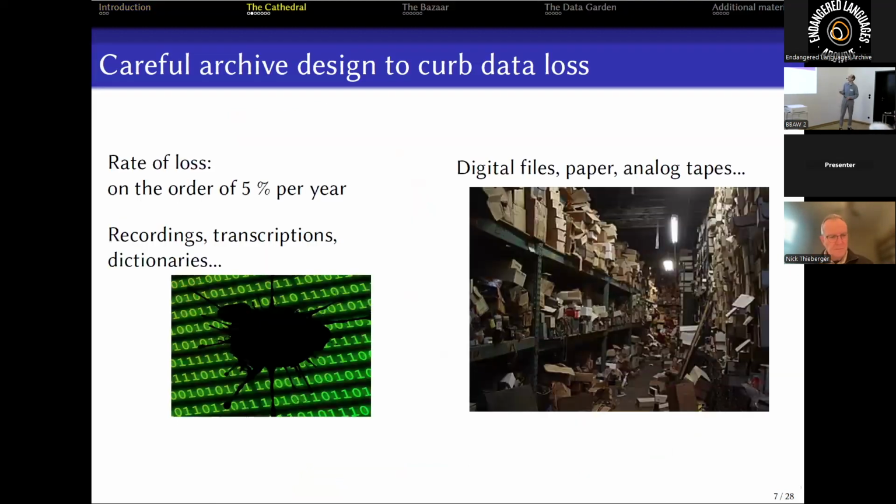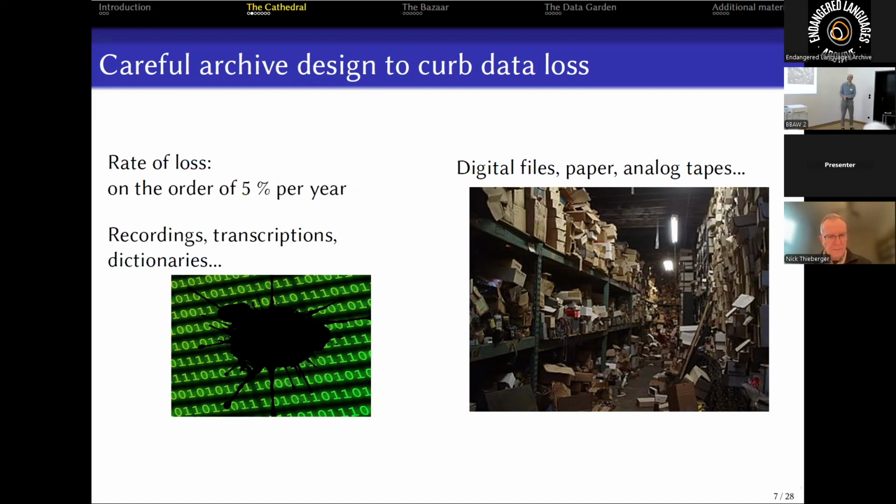So the cathedral side is, first, why do we want something centered and top-down and well-organized like a cathedral? It's because we need careful archive design so that we can curb data loss, which is the big aim, right? To reduce the loss of data, like the Coast Guards try to reduce the loss of lives. The rate of loss is staggering, as we all know. This is an average by the Research Data Alliance over basically all the fields of science.